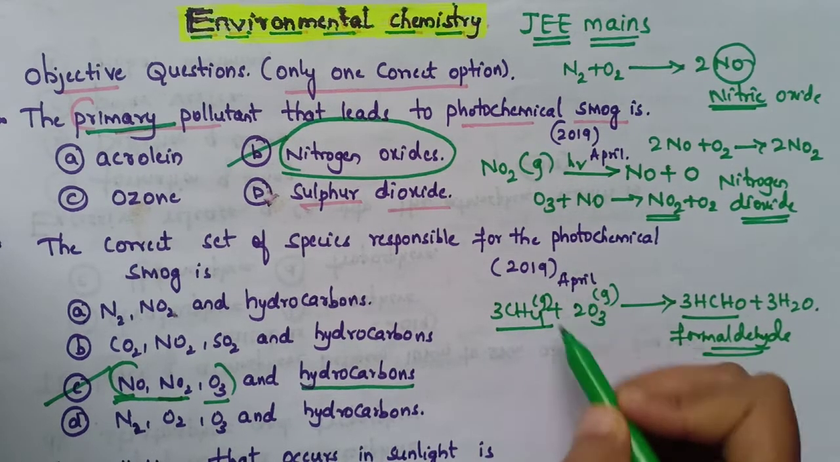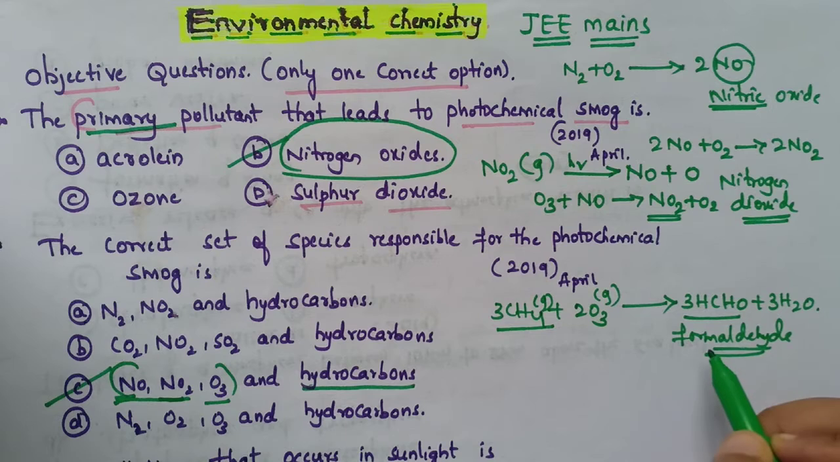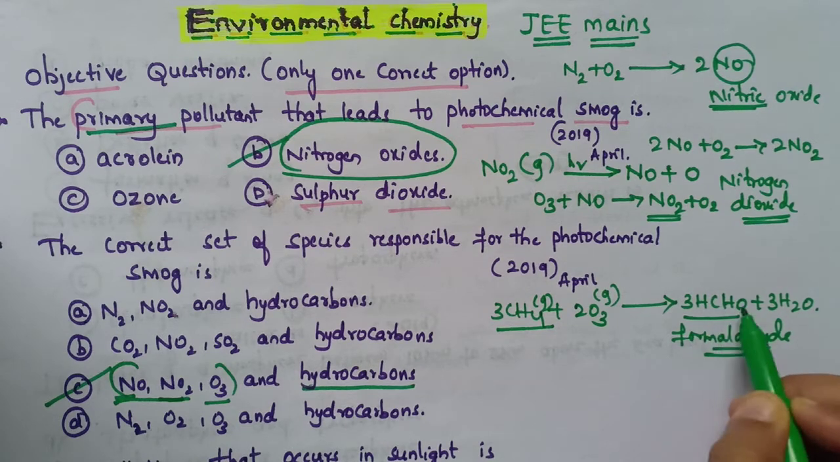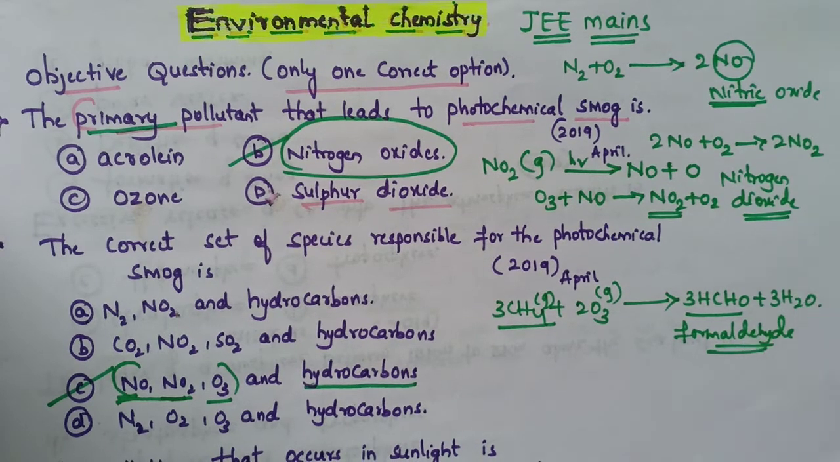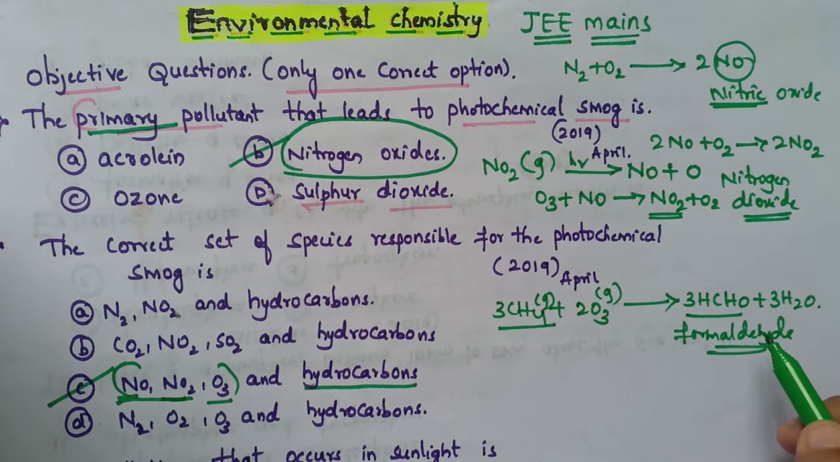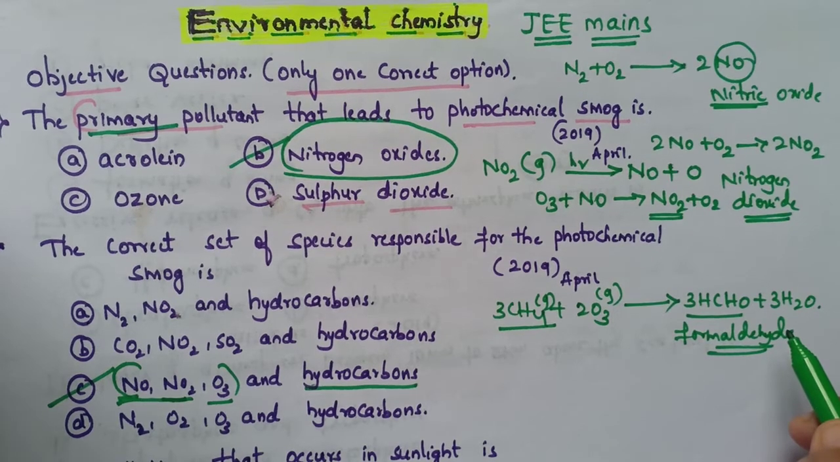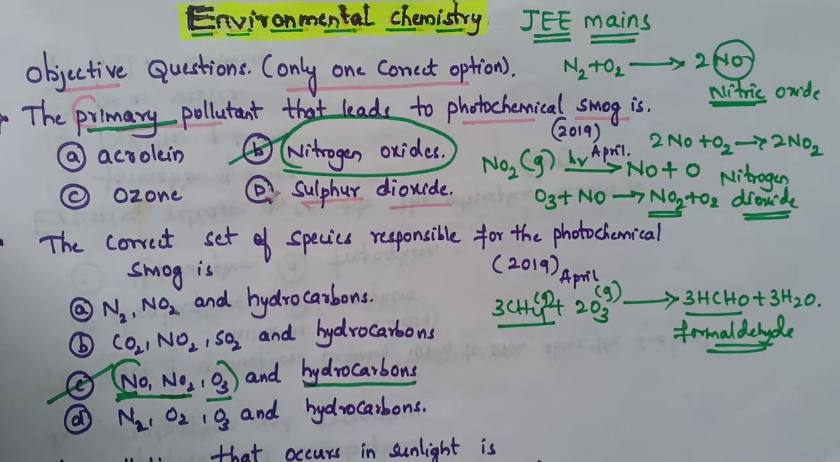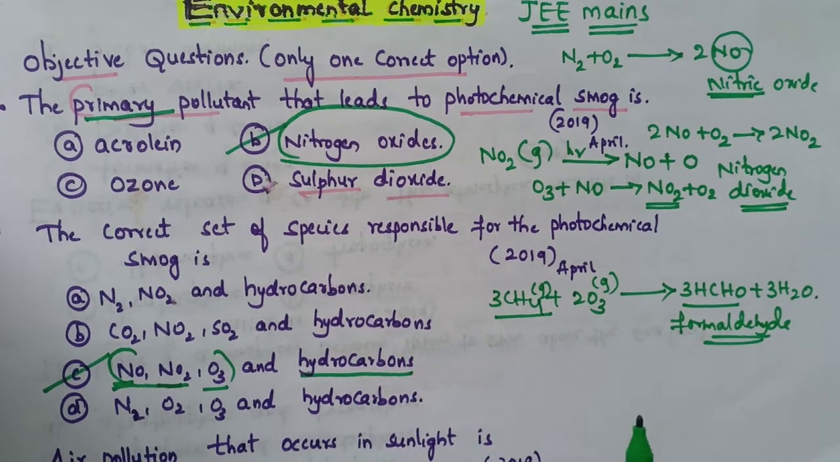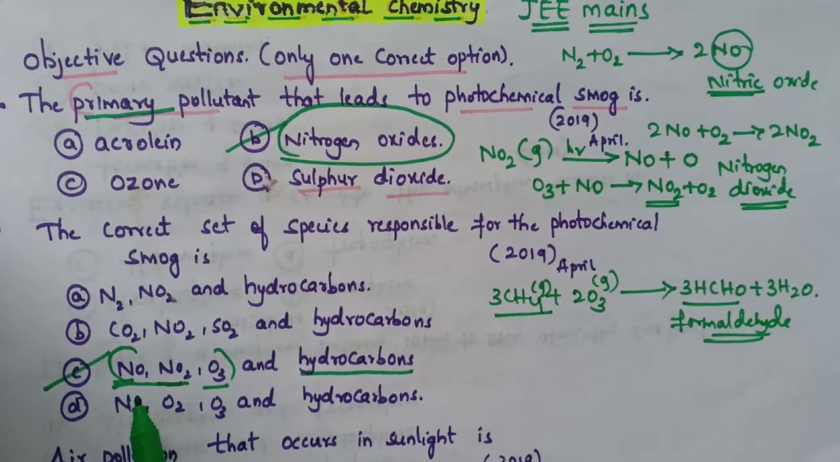Here you can see in the reaction that the unburnt hydrocarbon, when reacted with ozone, will give rise to formaldehyde, HCHO plus 3H2O is formed in this reaction. So the species responsible for photochemical smog are NO, nitric oxide, NO2, nitrogen dioxide, O3, ozone and hydrocarbons. Now let's move to the next question.